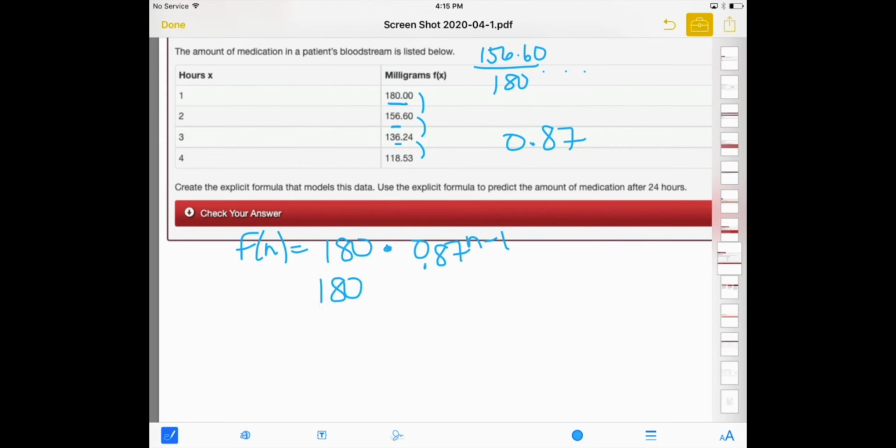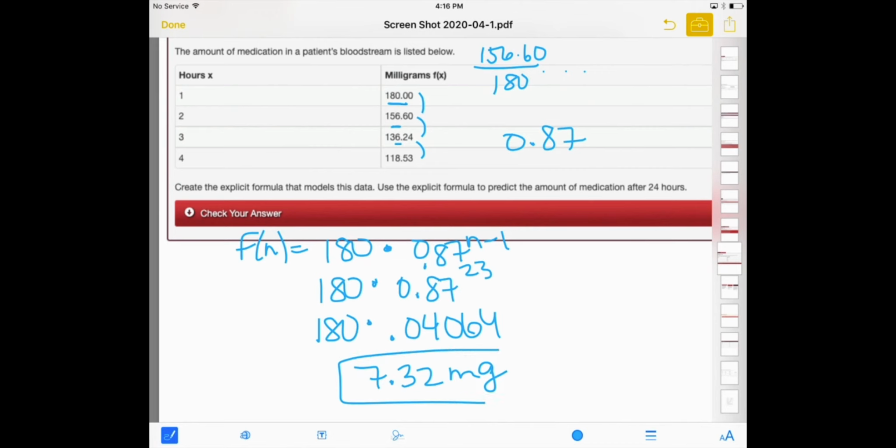And the question says we're looking for the amount of medication after 24 hours. So I'm going to go ahead and plug in 24 for n minus 1. 24 minus 1 is 23. So I get 180 times, and remember you want to do your exponent first. This is going to get me an interesting number, but it's about 0.04064. And then I want to multiply that by 180, so I get approximately 7.32 milligrams.